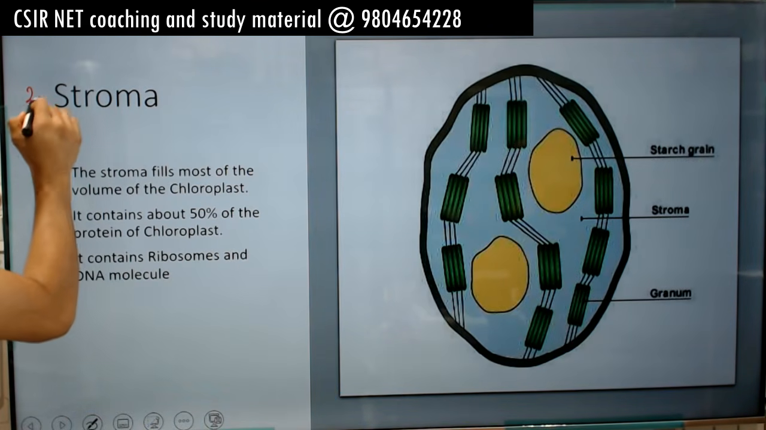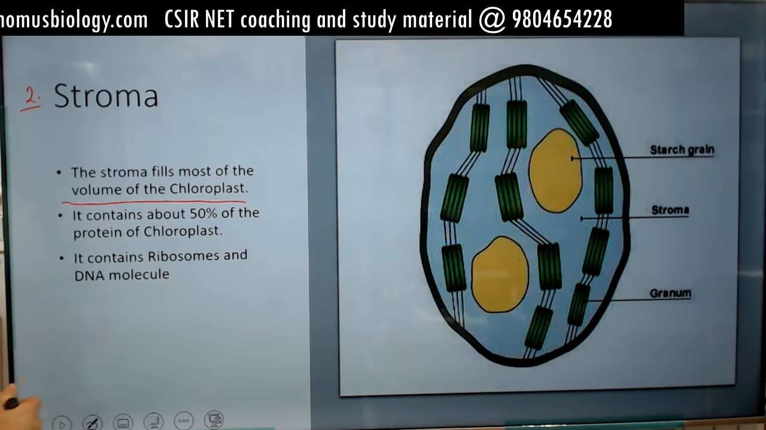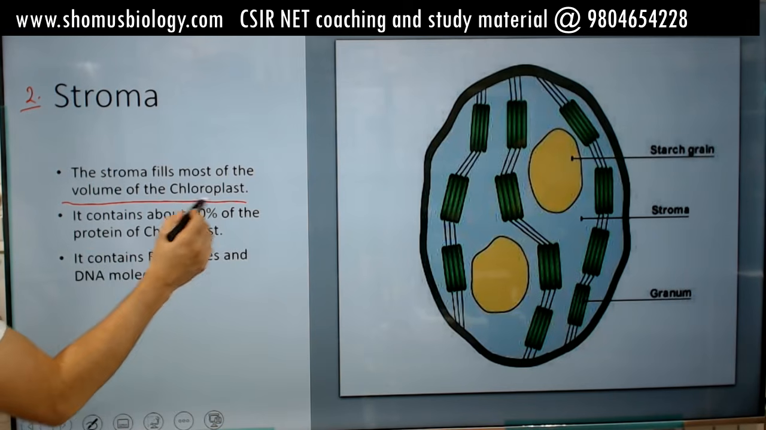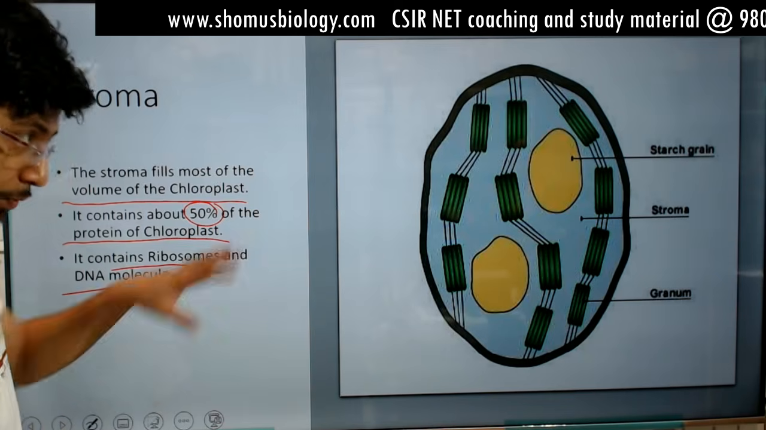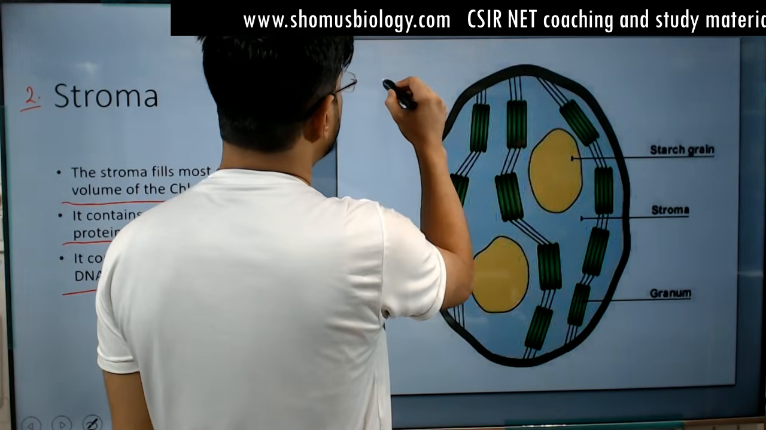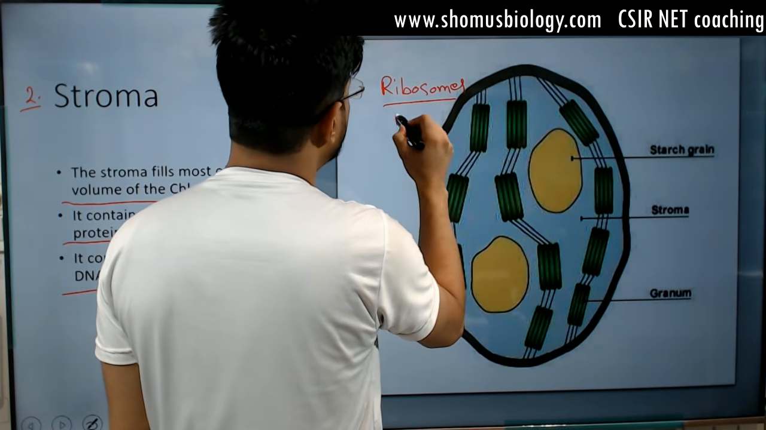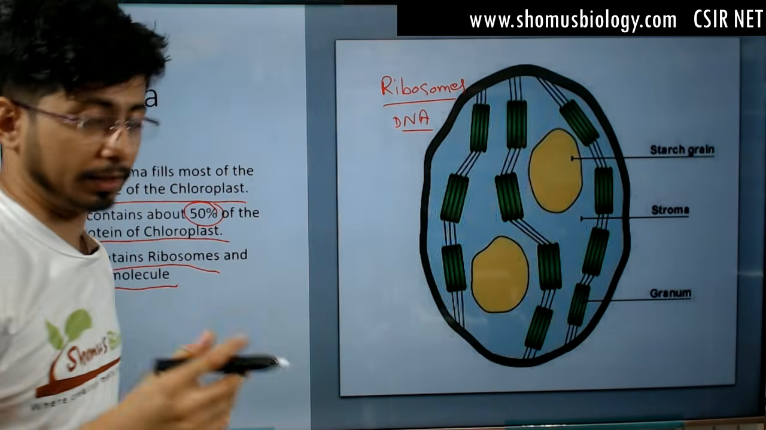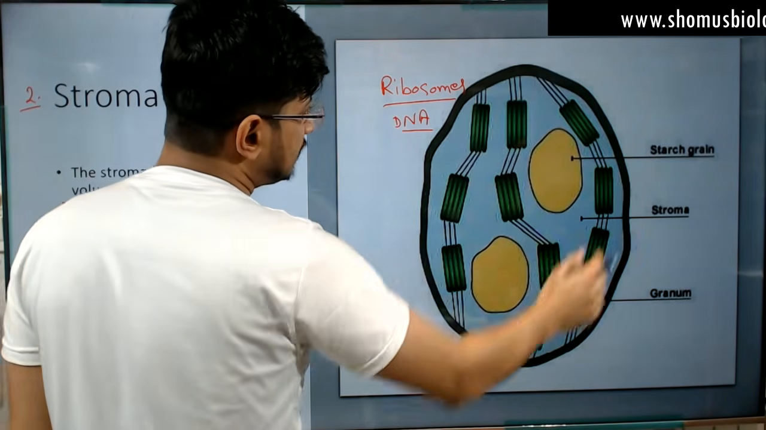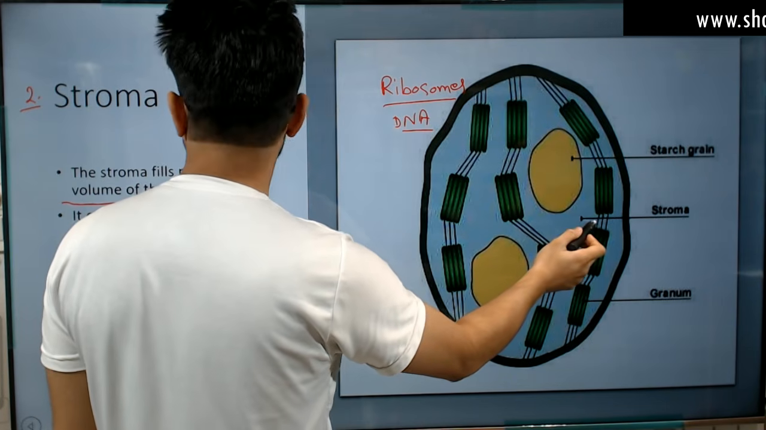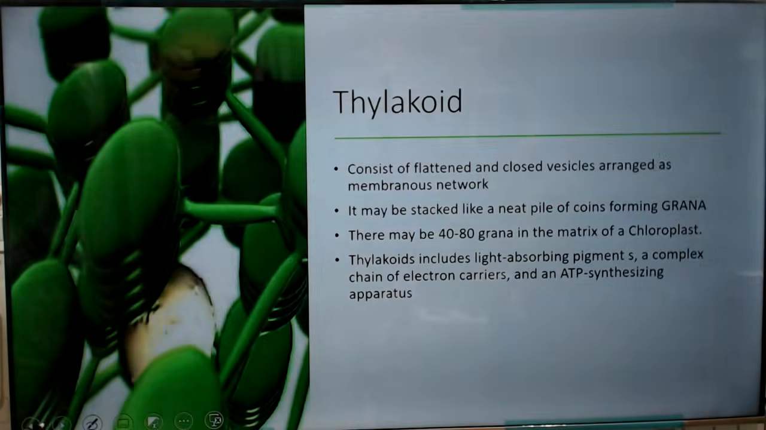The second structural component we are going to talk about is stroma. It fills most of the volume of the chloroplast because that is the matrix, right? It contains 50% of the proteins of the chloroplast and contains ribosomes and a DNA molecule, which is something that we did not talk about. So it has ribosomes, and it also has its own DNA, which is known as, like mitochondrial DNA, in this case chloroplast DNA. This is a very basic schematic drawing where we have stroma. So we are talking about the rest of this light blue colored region, that is the maximum constituent.